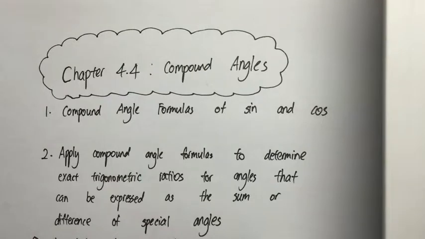In Chapter 4.4, we are introduced to the topic of compound angles. For this presentation, we will first go through the different compound angle formulas for sine and cosine. Secondly, we will see how to apply the compound angle formulas in order to determine exact trigonometric ratios for angles that can be expressed as either the sum or difference of special angles.